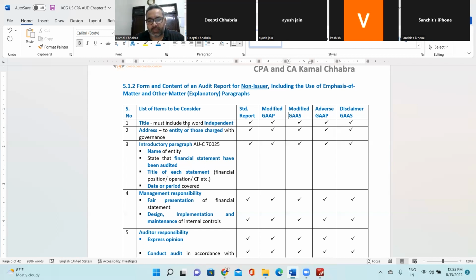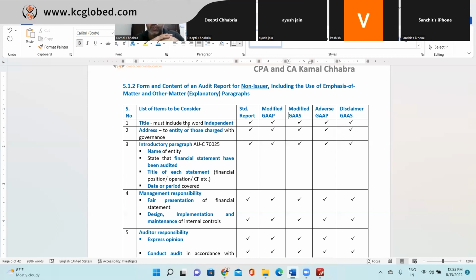Third is the introductory paragraph. In the introductory paragraph, you will be mentioning the name of the entity, and the state, and you will be specifically stating that the financial statements have been audited. The third thing you will mention is the title of each statement, like financial position, operations, cash flow statement, etc. Lastly, the date and the period which you have covered. So this is called the introductory paragraph.